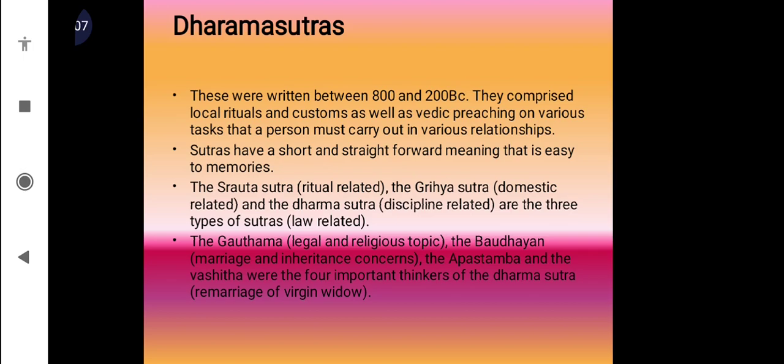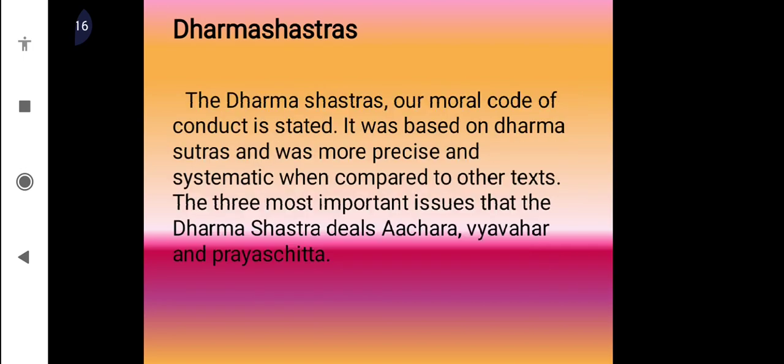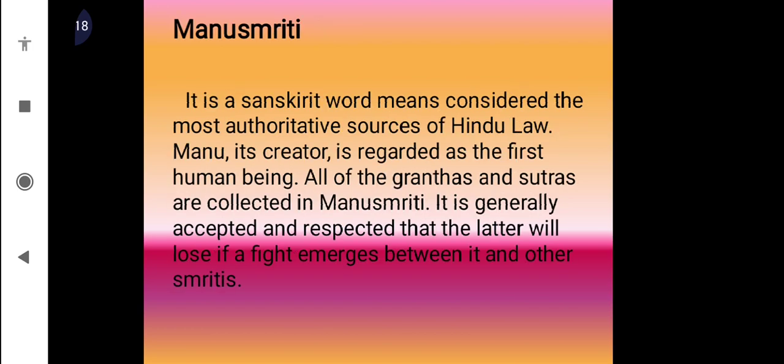Apastamba and Vasistha were the four important thinkers of the Dharma Sutra, including on the remarriage of virgin widows. Then Manusmriti, a Sanskrit word, is considered one of the most authoritative sources of Hindu law.